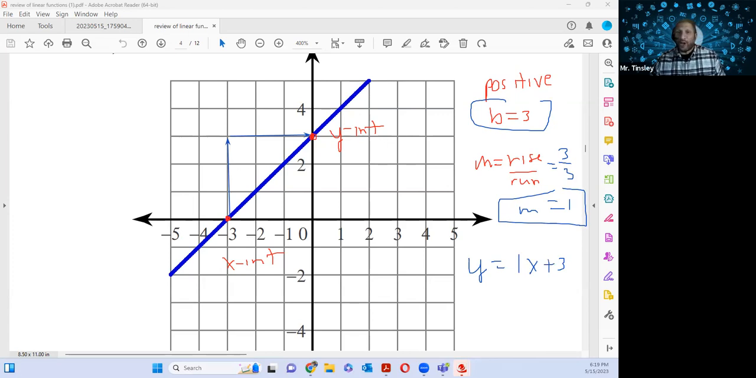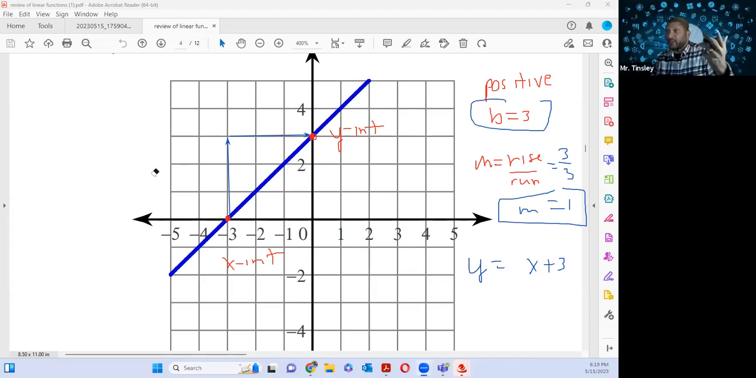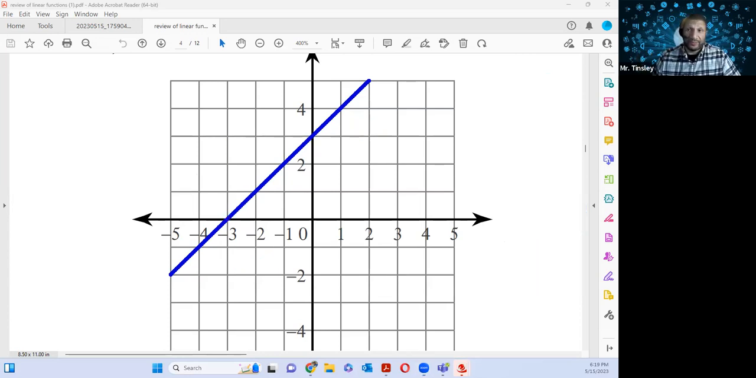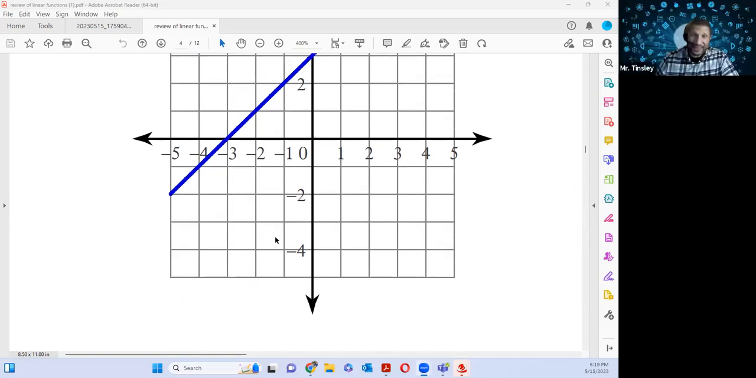Do I need that 1 in front of the x? No. So the equation is y = x + 3. That's how easy you should be able to go from a graph to an equation. If you can't, you practice. Because remember I told you linear equations are 7 to 10 problems on your exam.